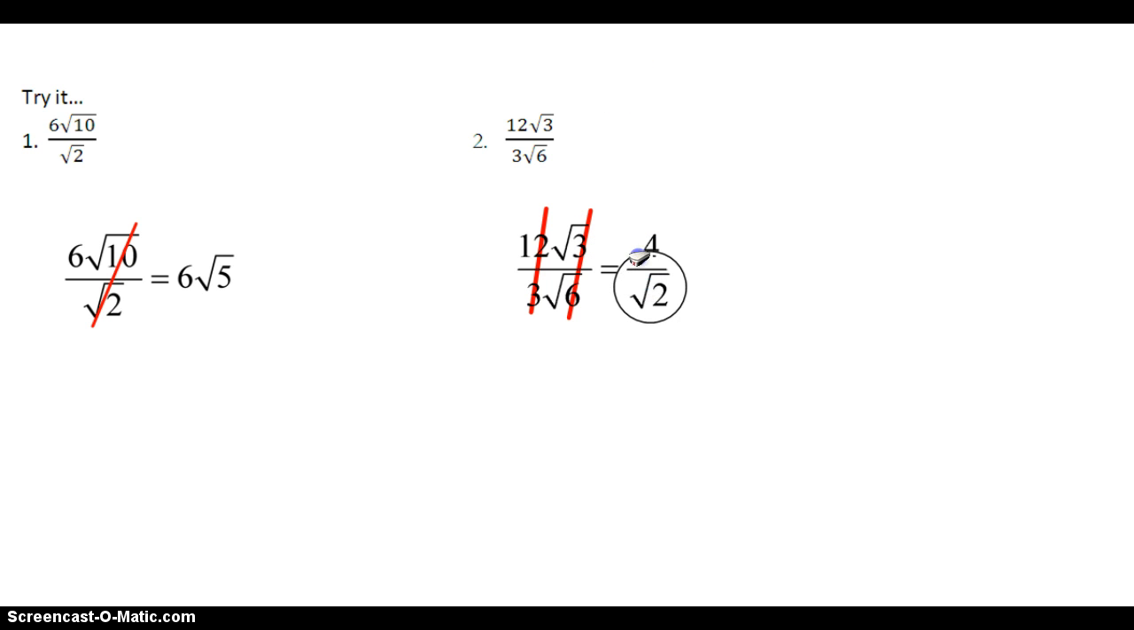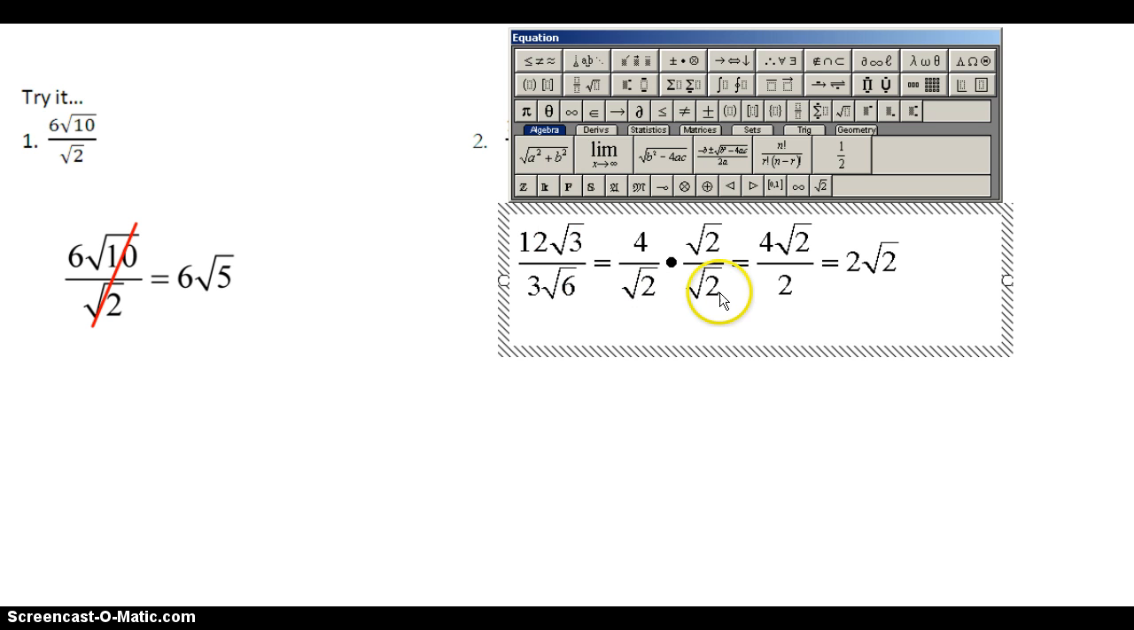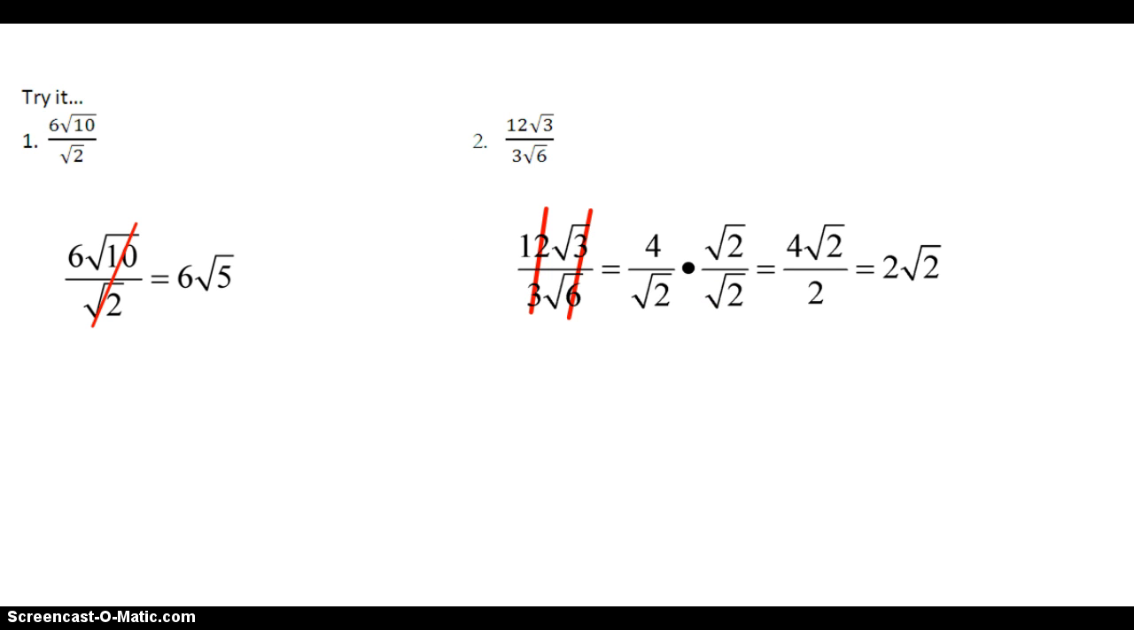So we have 4 over root 2 because the square root of 1 in the numerator would just be 1. So now, in order to undo this root 2, we want to multiply it by itself. Because when I multiply it by itself, I'm going to get just a 2. So I can't change the problem when I do this process. So I have to multiply both the numerator and the denominator by root 2.